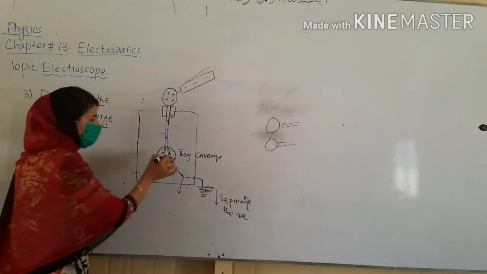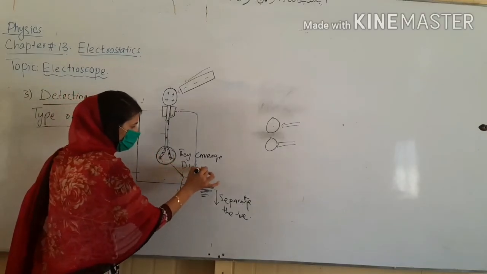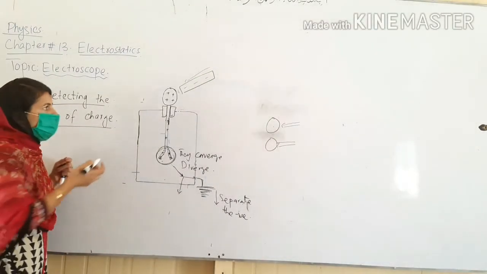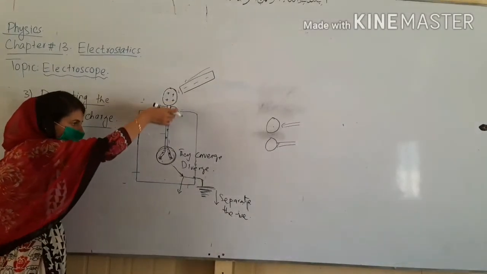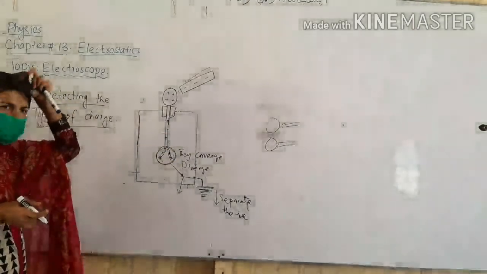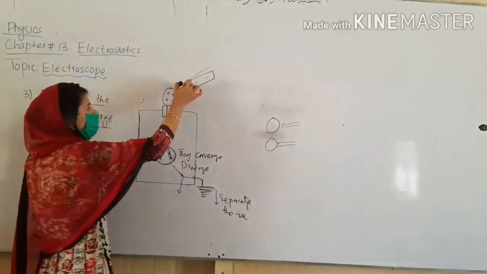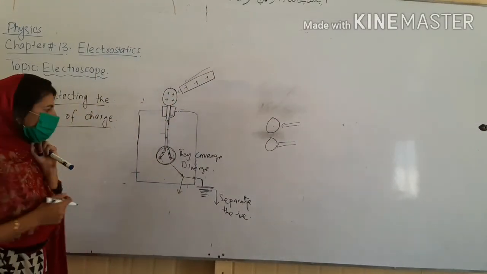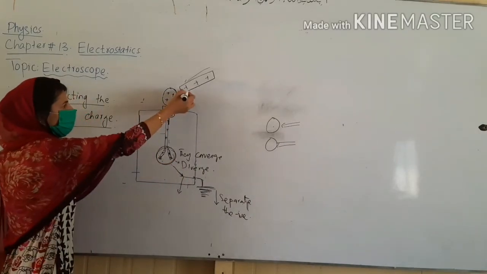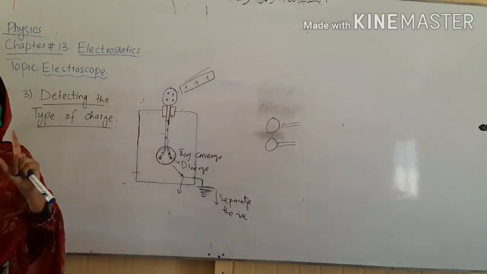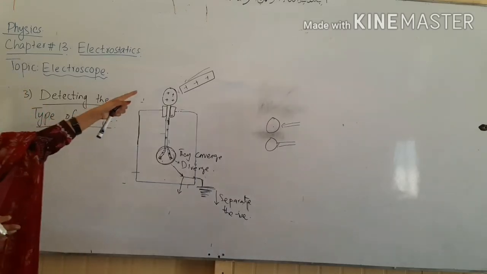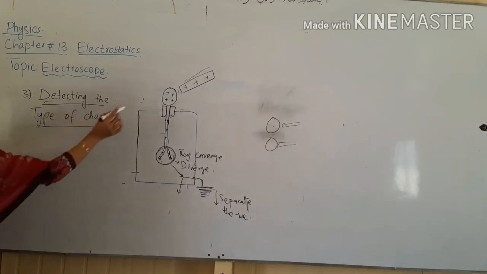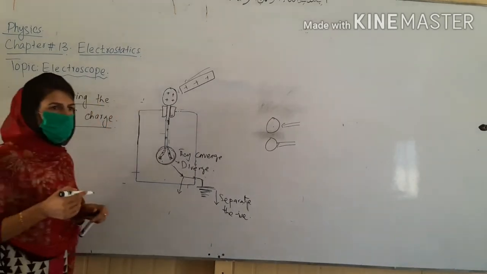Now, if these leaves diverge, it means the number of positive charges has increased. Why did they increase? They offer repulsion from this surface and move towards this. Now how will they offer repulsion? When a positively charged rod is brought near the positively charged electroscope. That's how the divergence shows that the body near the positively charged electroscope is positively charged. Is it clear? That's how you detect the type of the charge on the body that is under testing.